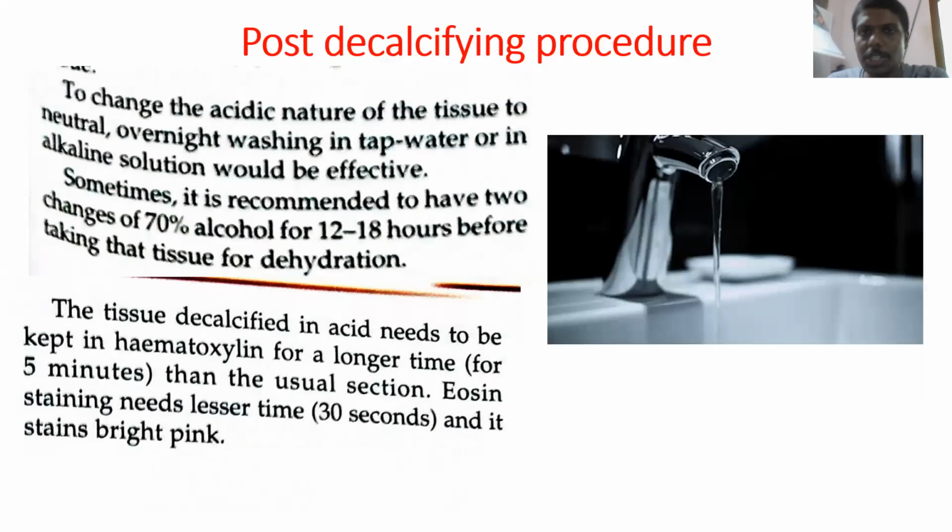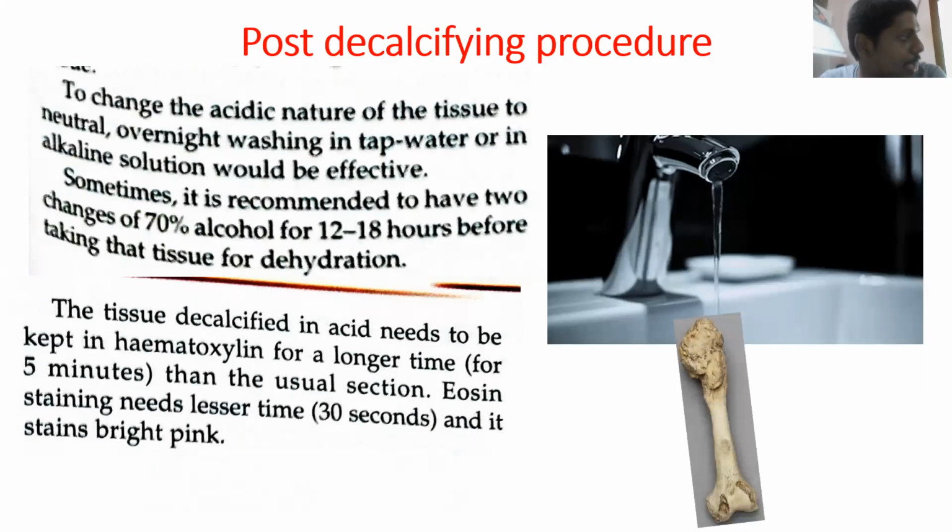Then we have a post-decalcification procedure. Since we decalcify the tissue in acids, the overall pH of the tissue will become acidic, and this acidity needs to be neutralized by placing the bone under running tap water for at least 12 to 18 hours. By suspending the bone in running tap water, we are able to neutralize the tissue's pH. So that is called the post-decalcifying procedure.